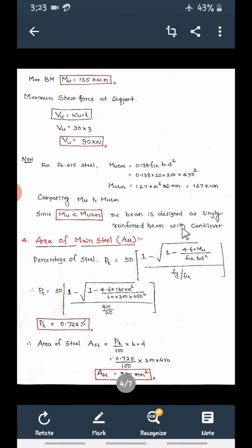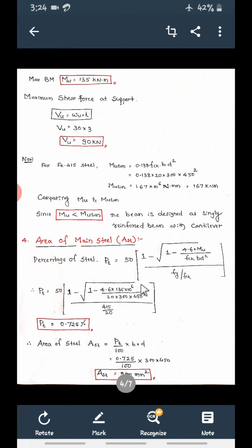Again, in the problem it is not given; they have just mentioned design the cantilever. This cantilever may be singly reinforced or doubly reinforced, but as per the check, since MU is less than MU limit, this beam will be designed as a singly reinforced cantilever beam. Is it clear? Right. The next step is, once we get this MU, we have to calculate the area of steel, the main steel.